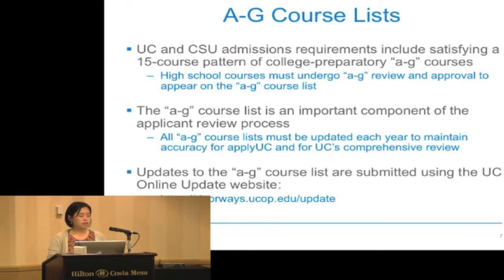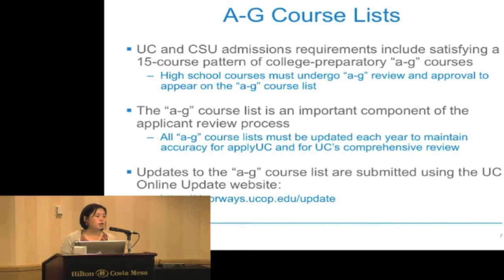Any high school course that's going to be used to satisfy the A to G requirements must be individually reviewed and approved by UC. And the course lists serve to categorize the particular courses offered at an institution that have been UC approved to fulfill these requirements.